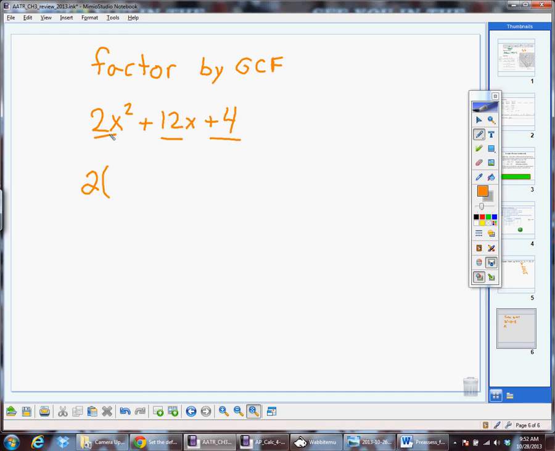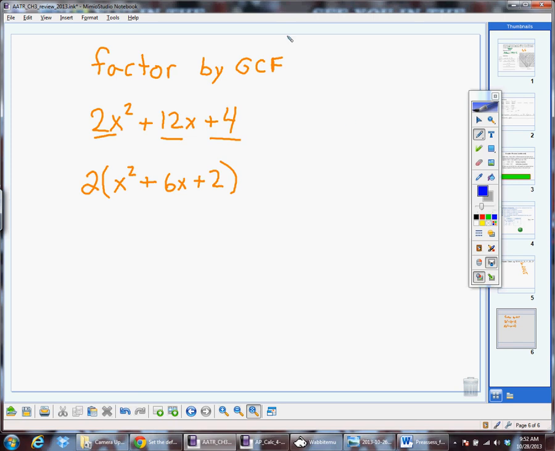If I pull out the 2, I just have a 1 there, so I don't need to write the 1. I'll just write x squared. And if I pull out a 2 from 12, 2 times what's 12? A 6, and I still have the x. And if I pull out a 2 from 4, I'm still left with a 2. This is how you'd factor this one simple problem by pulling out a greatest common factor of 2.